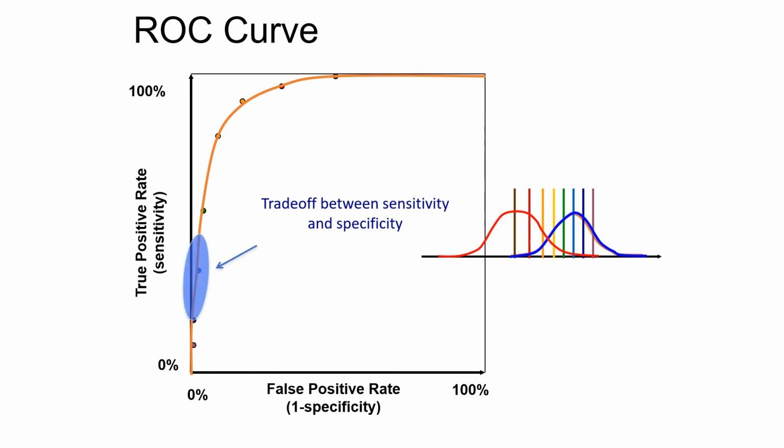So in this case, on this side, we have relatively low sensitivity and relatively high specificity. In this region, we have relatively high sensitivity and relatively modest specificity. And at the inflection point, we've kind of got the best of both worlds. Pretty good sensitivity and pretty good specificity.